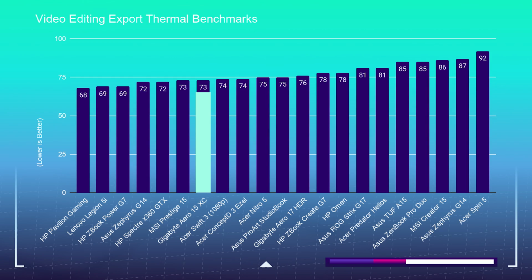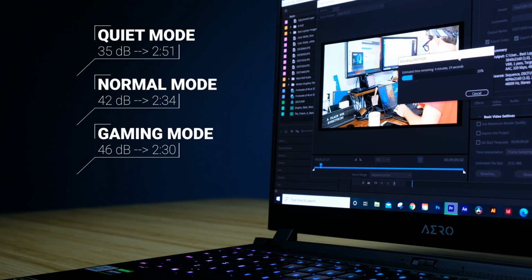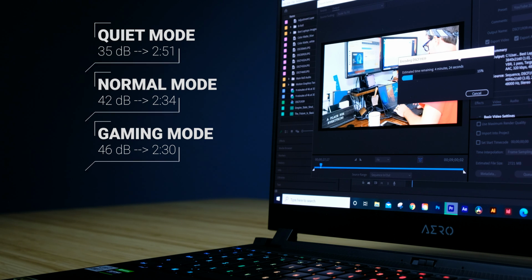On average, it had about 73 degrees Celsius during the 4K export. And during the 4K export on quiet mode, the fans only run at 35 decibels. On normal mode, 42 decibels. And on gaming mode, 46 decibels. Very respectable compared to something like the HP Omen that last year's model ran at 61 decibels of fan noise.